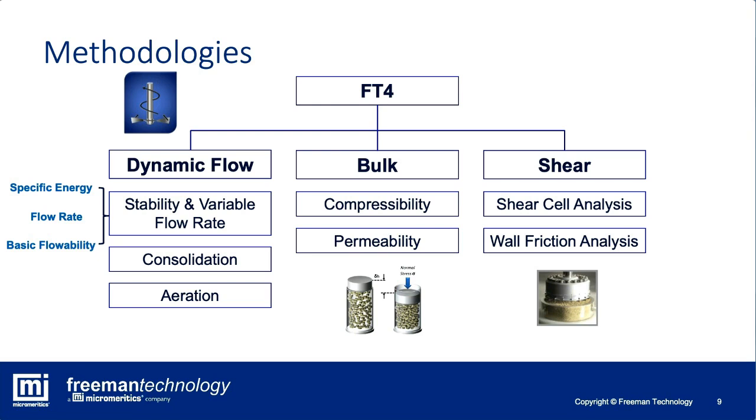In the bulk category, we can look at the powder bed's compressibility and its permeability, where the compressibility is the bulk density sensitivity to applied loads and normal stresses, and the permeability test is characterizing the particle and air interaction and how easily air is able to escape from between particles. Lastly, the shear cell analysis can characterize the onset of flow in a high stress environment by shearing a plane of material across itself or by shearing a plane across the equipment wall.